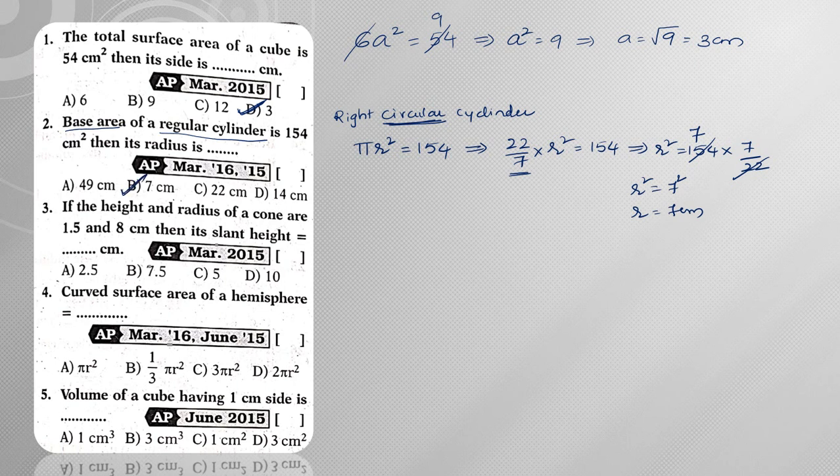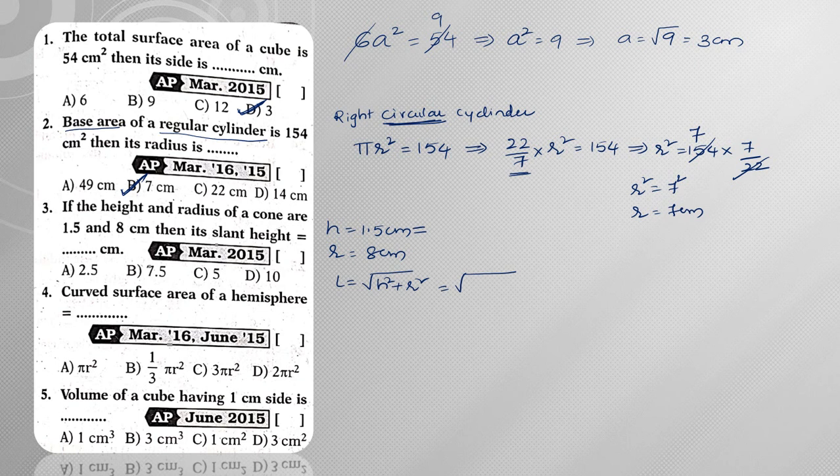Next, coming to question number 3. If the height and radius of a cone are 1.5 and 8 centimeters, then its slant height is. Now writing down the values: height is 1.5 centimeters and radius is 8 centimeters. What is he asking you to find? The slant height. Slant height is given by l is equal to square root of h square plus r square. Here h is 1.5 centimeters.